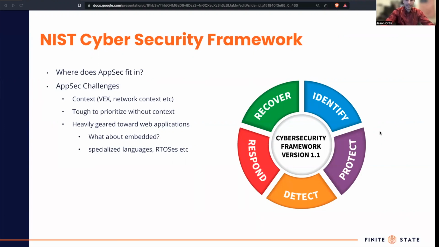In addition to that, application security is heavily geared toward web and mobile applications and really struggles to produce value in the embedded, specialized languages, RTOSs, et cetera, and those sorts of fields. So without the focus on the connected products and the supply chain, without the context, it becomes really difficult within a product security or a supply chain security framework to prioritize any of your findings with an application security only approach.